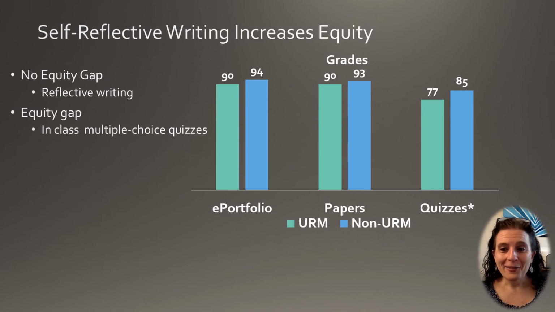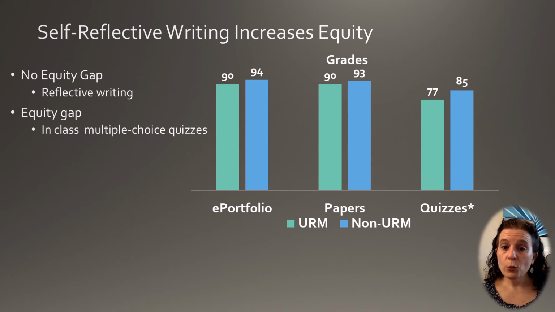And then finally, and that's really the topic of today's session, self-reflective writing appears to increase equity. I'm going to show you one example here. Some of the references have other examples if you are interested. But what you can see here are the ePortfolios, papers, and quizzes, now just within the child development class, for underrepresented ethnic minority students in the turquoise bar and non-underrepresented ethnic minority students represented with the blue bar. And there was no equity gap, so grades were equivalent in the ePortfolio assignments or the papers, right? Either one. So on the self-reflective writing assignments, students did equally well at showing their knowledge regardless of their ethnicity.